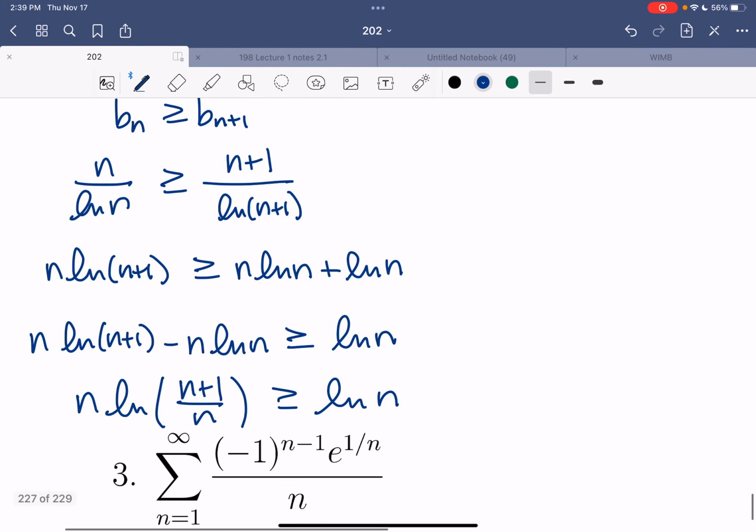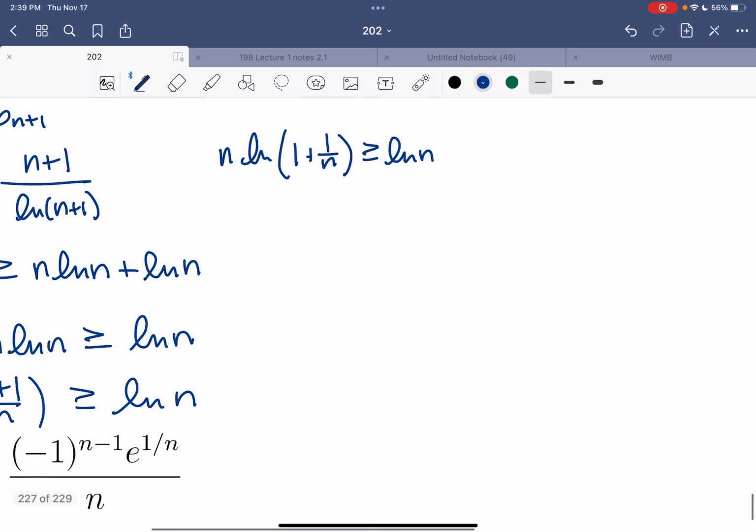Let's see, what do we have going on here? This one's a little bit tricky because of the way that natural logs work. Let's see here. So now we have n natural log of 1 plus 1 over n is greater than or equal to the natural log of n. This is tricky.